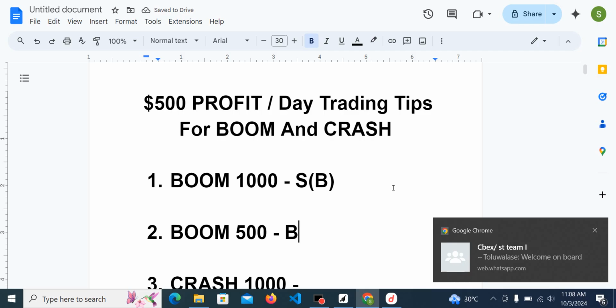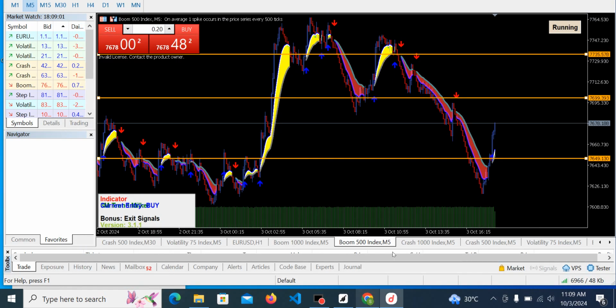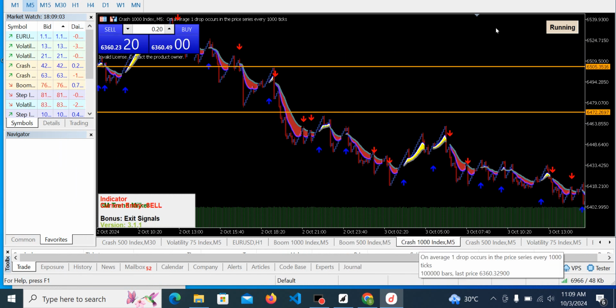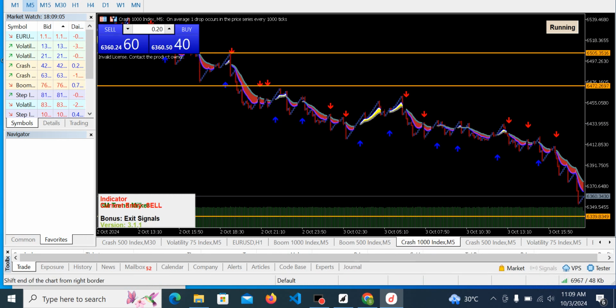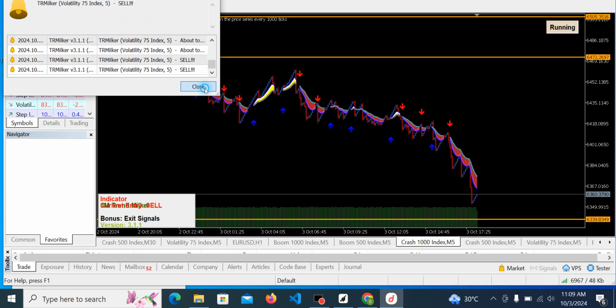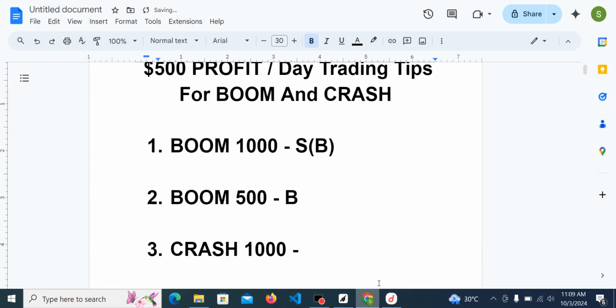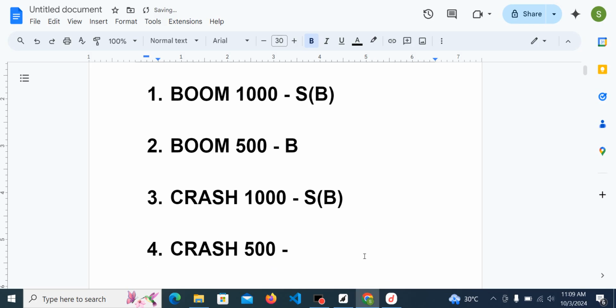Next asset is going to be Crash 1000. Let's do it. This is Crash 1000, and of course this had been on a downtrend for long, and it is still selling at the moment, so this is going to be giving us more of a selling opportunity than a buying opportunity. However, it is close to a support zone. If it's unable to break out from there, then it will go back into a buy trend. Okay, so we should take note of that.